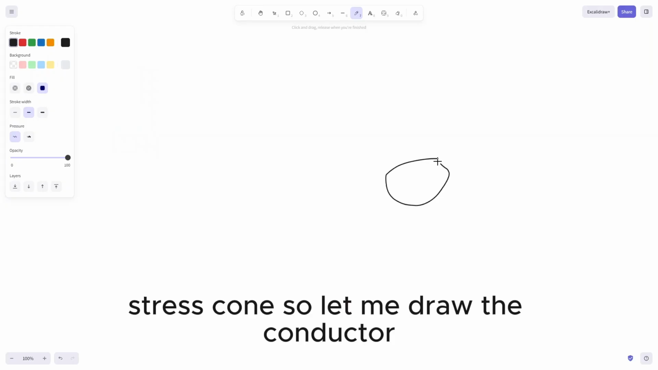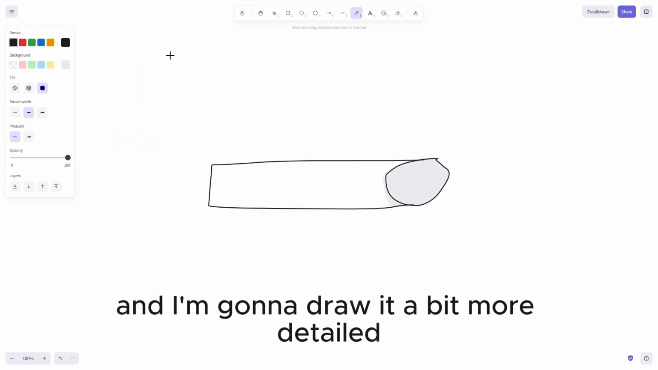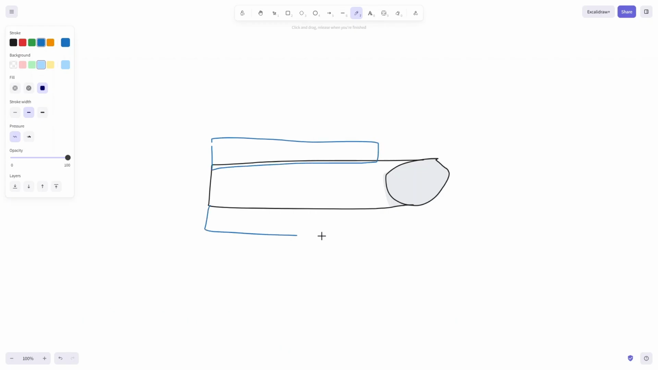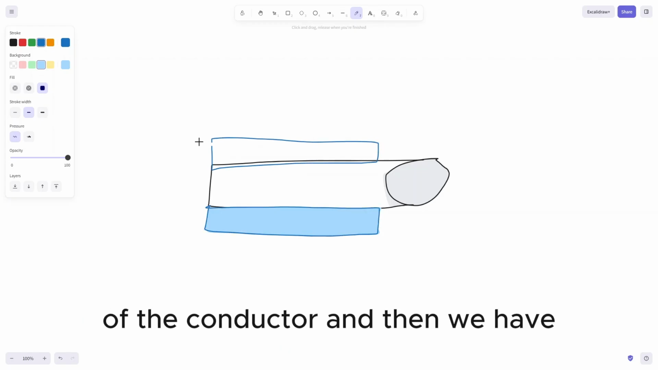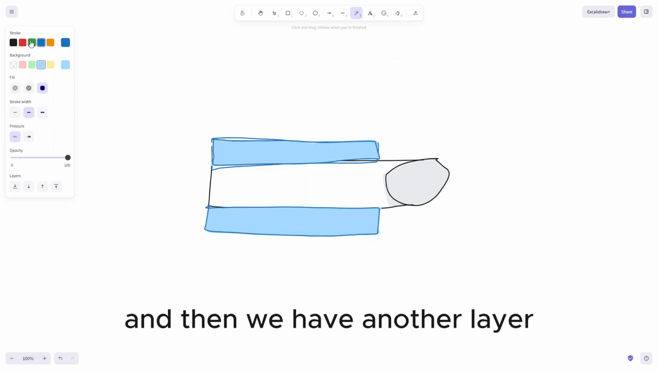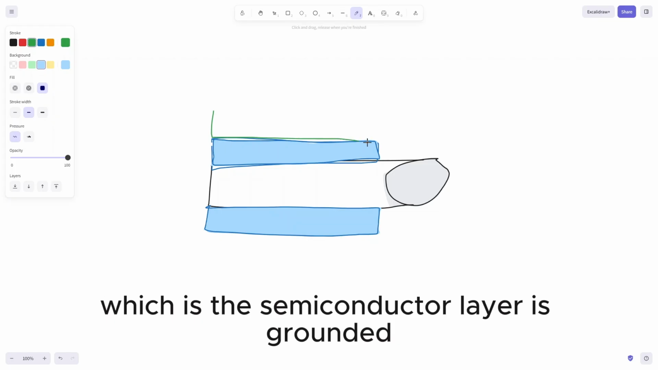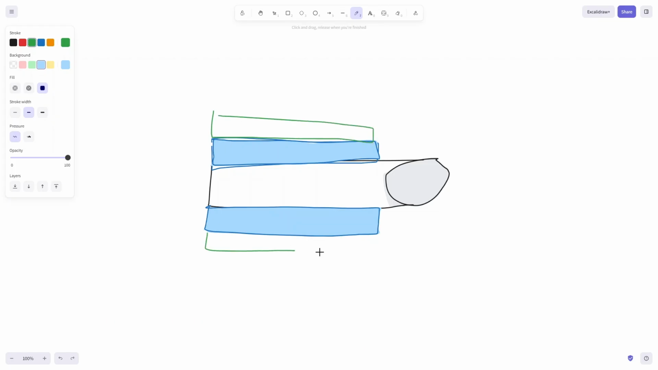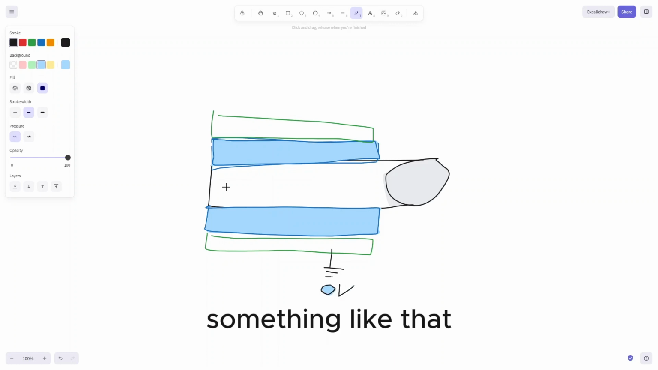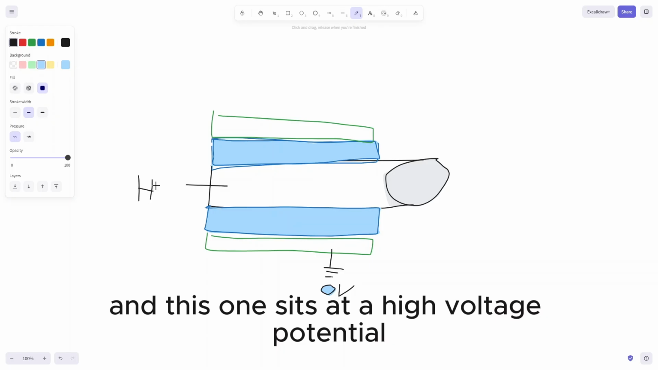So let me draw the conductor, and I'm going to draw it a bit more detailed. So we have some insulation layer here on the outside of the conductor, and then we have another layer, which is the semicon layer, is grounded. So let me draw a symbol here. So this one is grounded, sitting at 0 volt, something like that. And this one sits at a high voltage potential.